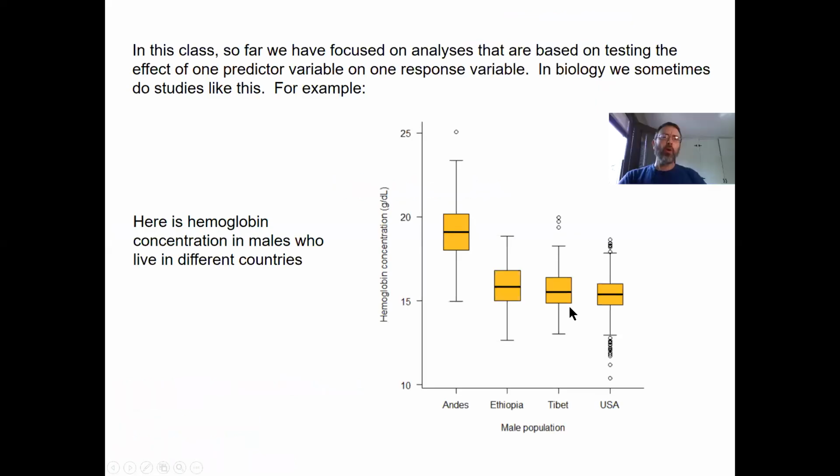To the lecture. Okay, so far in this class, we've focused on analyses that are based on testing the effect of one predictor variable on one response variable. In biology, we do studies like that quite often. Here's an example from earlier in the class: hemoglobin in different countries, and we might ask the question, is hemoglobin the same across these countries? We test a null hypothesis that hemoglobin is the same across these countries. Hemoglobin is the response variable. Here we just have one.